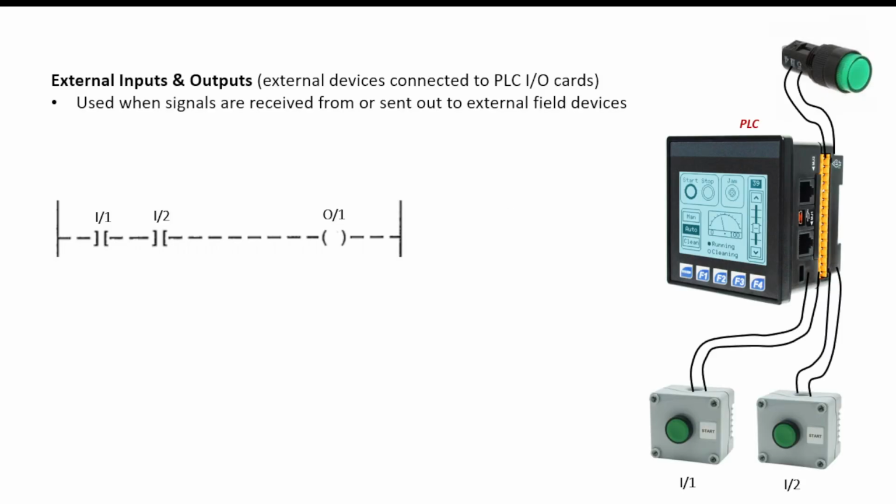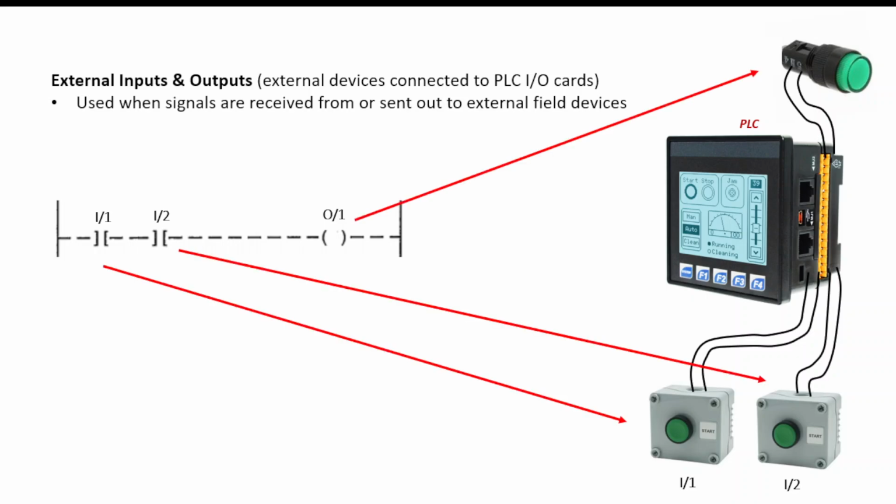Well, let's start with external inputs and outputs. This is where external devices are connected to the PLC I/O cards. This is used when signals are received from or sent out to external field devices. So in this one we have 2 push buttons and 1 light.